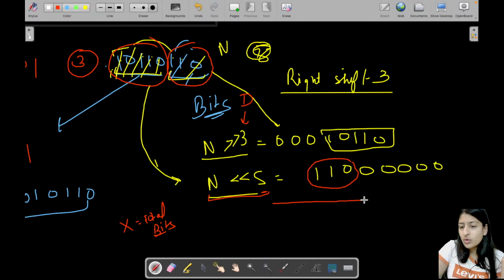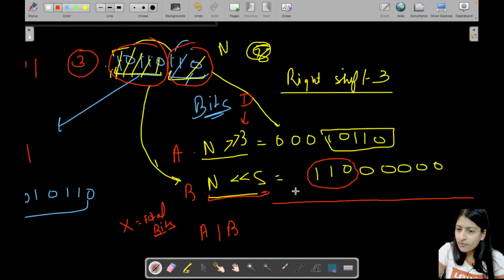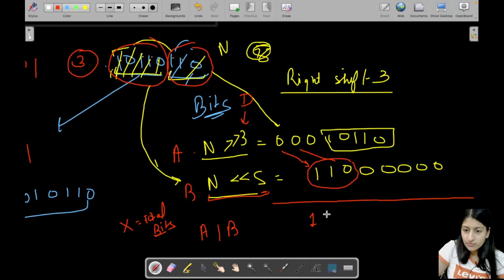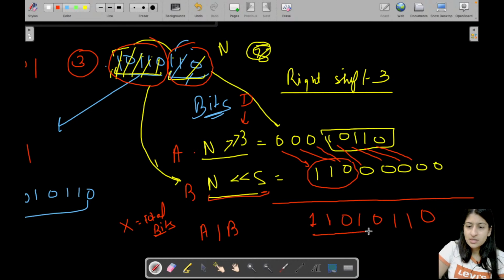Now you do a bitwise OR on both these. Let's say this is a and this is b. So bitwise OR on a and b, what are you going to get? Wherever you have 1, you're going to get 1 there. So this with this, it is going to be 1. This with this, 1. This with this, 0. This with this, 1. This with this, 0. This with this, 1. This with this, 1. And 0 with 0, 0. So we have gotten this number.